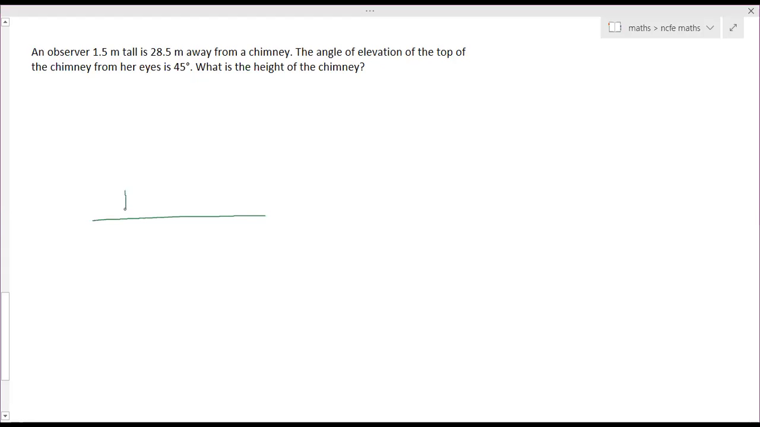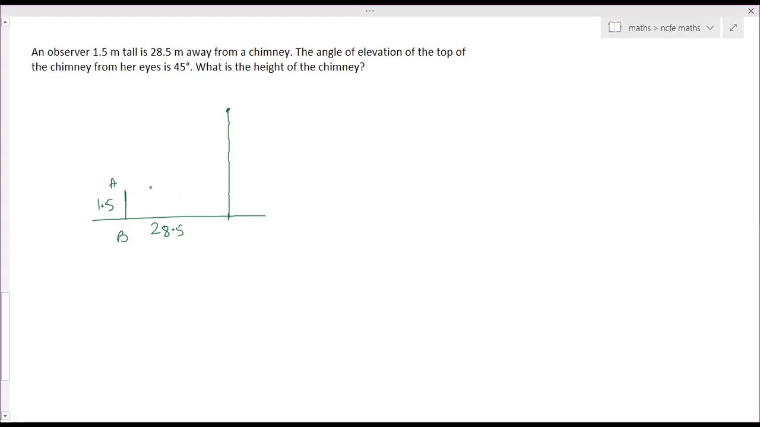The observer's height is given, so we have to consider AB is the observer whose height is 1.5 meter tall. He is 28.5 meter away from the chimney. So here is a chimney which is on the top of the tower. From the chimney he is 28.5 meter away.